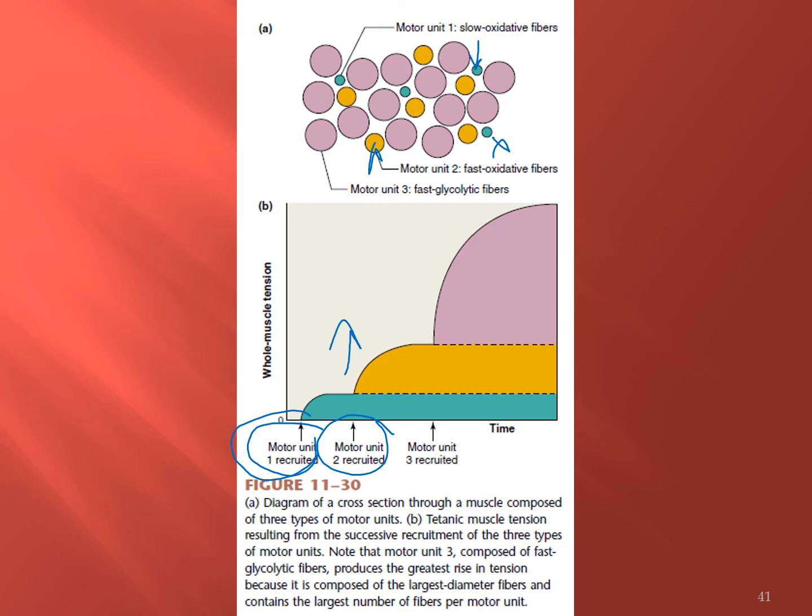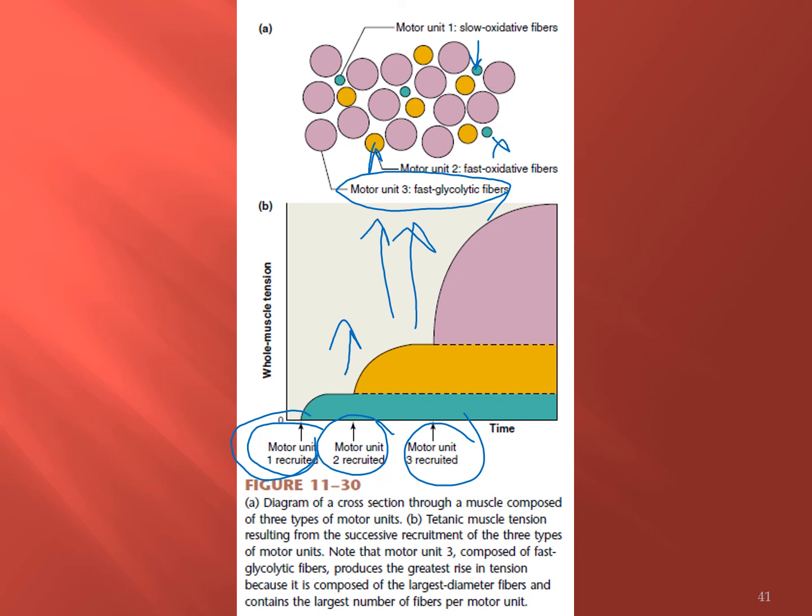And then lastly, we're going to activate our motor unit 3, or our fast twitch fibers. And that's going to allow us to produce a really great amount of force, okay, and very quickly. So that's when you call in Domino's, because we really need a lot of pizza really quickly.